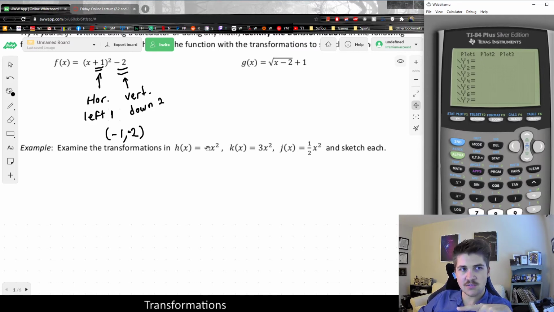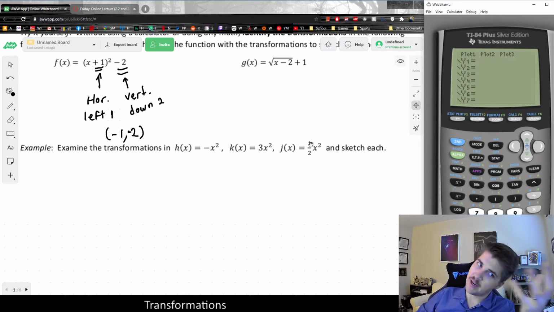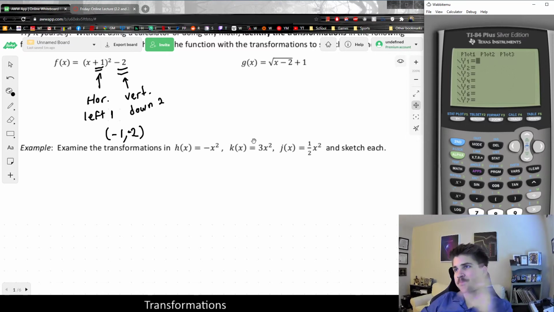In this one, h of x, a negative has been applied. Here in k, 3 has been applied multiplicatively. And here we've multiplied by 1/2, which is the same as dividing by 2. So in all of these examples, I'm just examining what happens as we do other sorts of multiplication. So let's start with the baseline x squared, and we could also graph on top of it negative x squared.